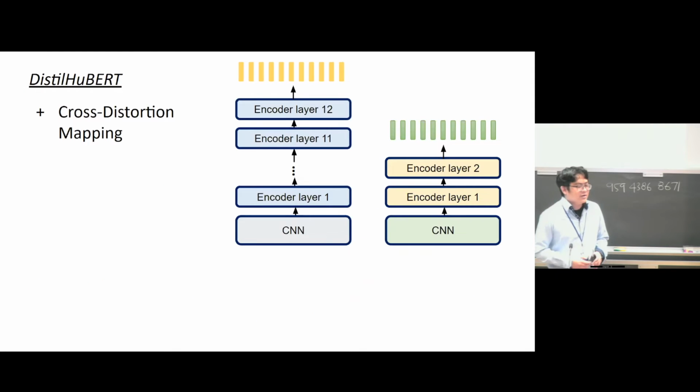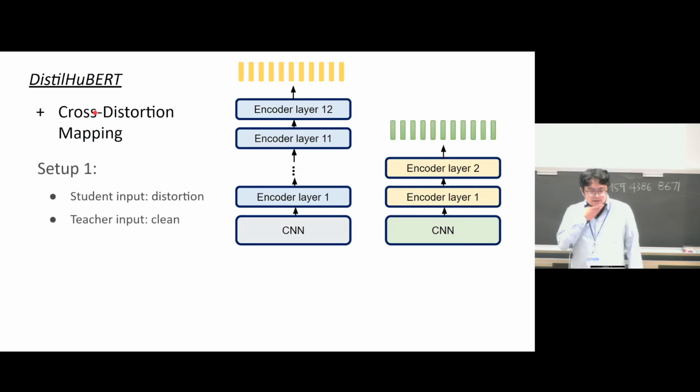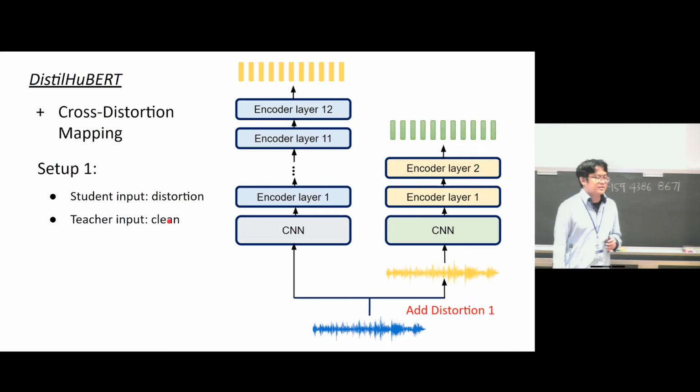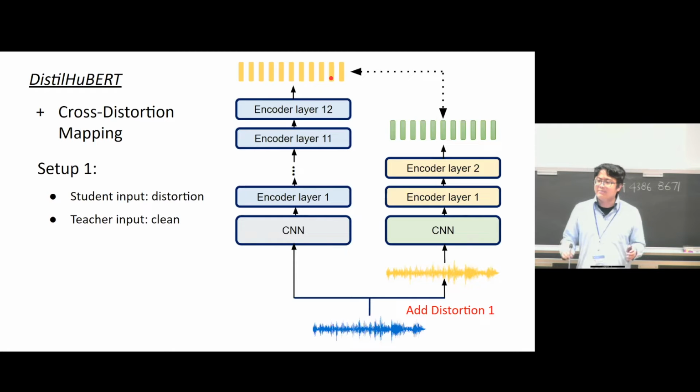Here we have a new way to do knowledge distillation. We call it the cross-distortion method. We try two different setups. In the first setup, we give distorted speech to the student and clean speech to the teacher. So the teacher takes clean speech as input and outputs a clean representation, and the student takes noisy speech as input, but it has to learn to output the clean representation of the teacher. So this is setup 1.